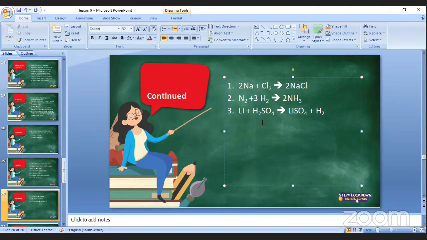Sir, yes, it looks balanced. Yes, it is balanced. It's just that the elements have been swapped around. Obviously, whenever the elements are reacting on the left, they will be swapped around to give us new products on the right.